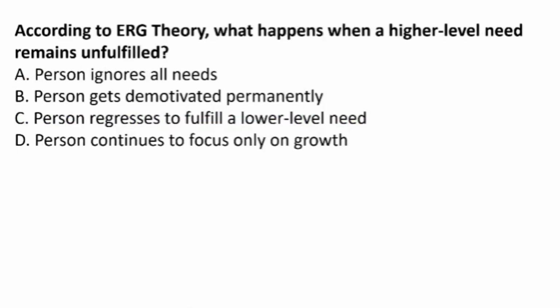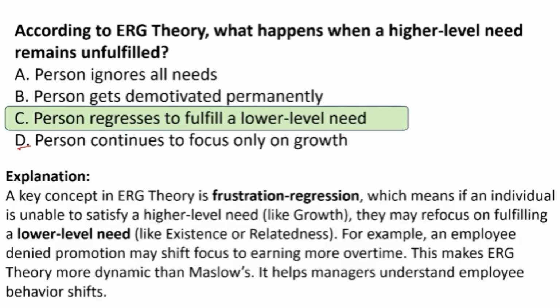Next, according to the ERG theory, what happens when a higher level need remains unfulfilled? Okay, this is a kind of challenging question from Maslow to the next theory, right? A. Person ignores all needs. B. Person gets demotivated permanently. C. Person regresses to fulfill a lower level need. Or option D, the person continues to focus only on growth. So the right answer is option C, person regresses to fulfill a lower level need. Clear? See how it happens.